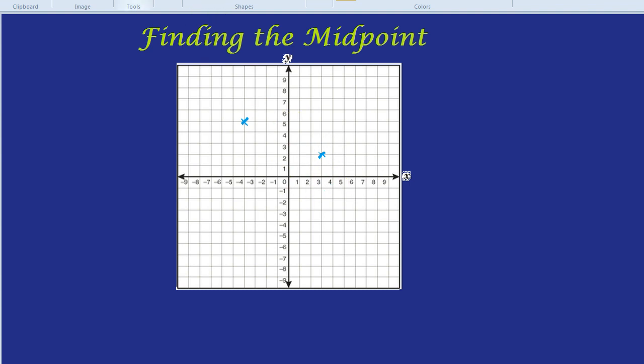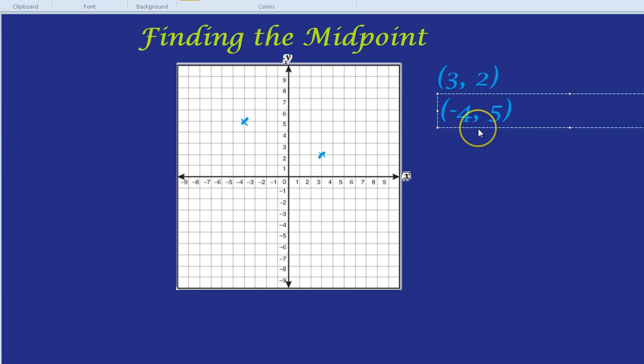How do we do that? Remember, along the corridor and up the stairs. So let's do this coordinate on the right here. Along the corridor, so here's the corridor, the x-axis, that's 1, 2, 3, and up the stairs, that's 1, 2. So this coordinate is the coordinate 3, 2. How about the other coordinate? Again, along the corridor, that's -4, and up the stairs, that's 5. So that coordinate is -4, 5.